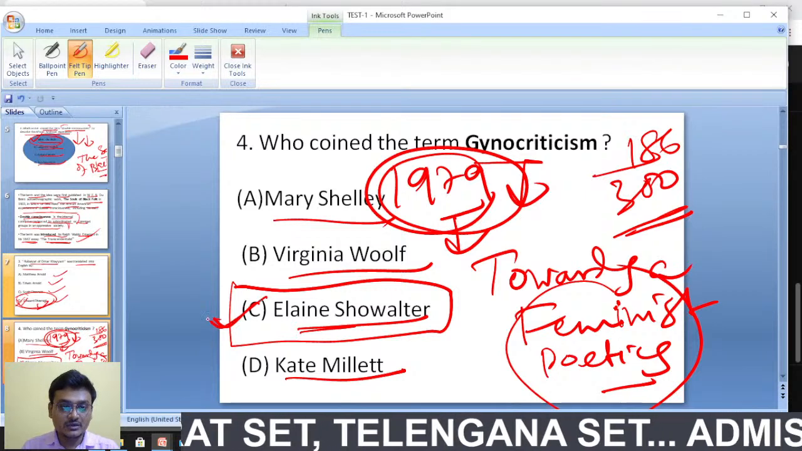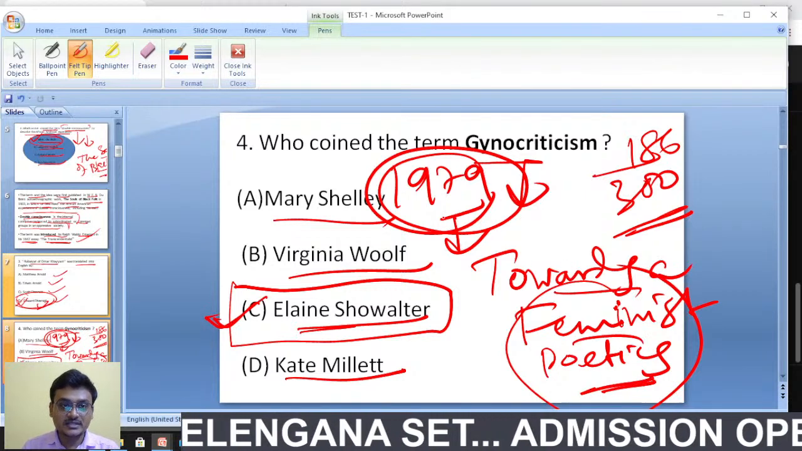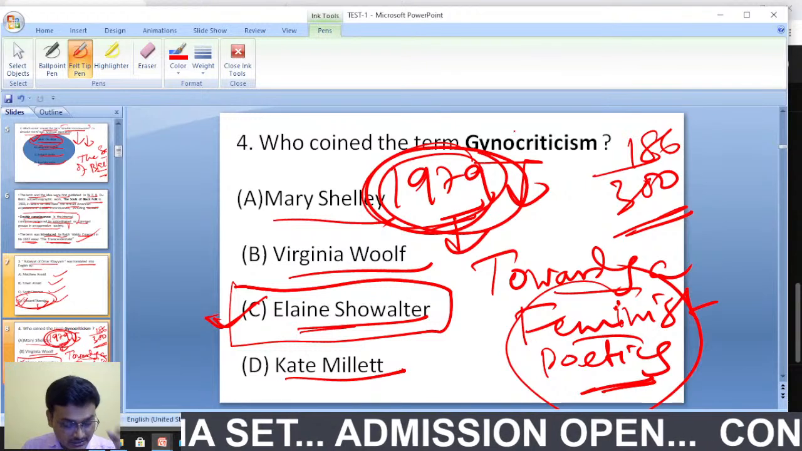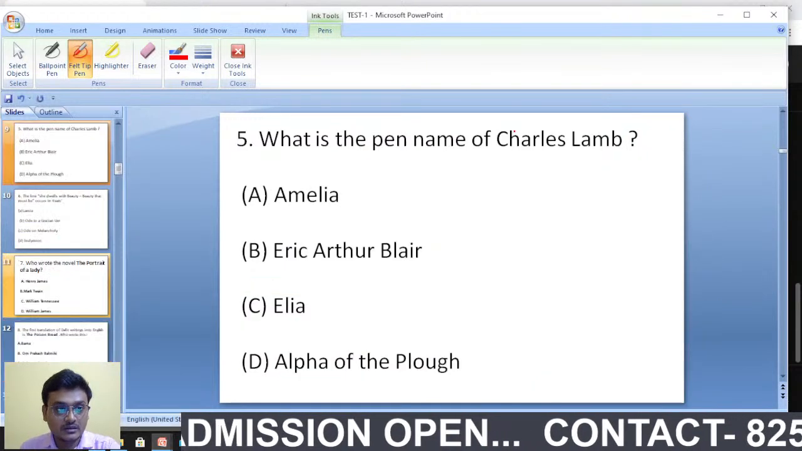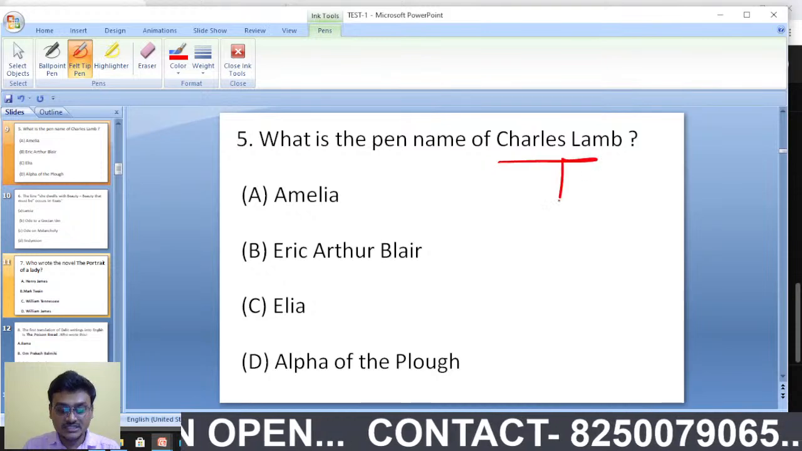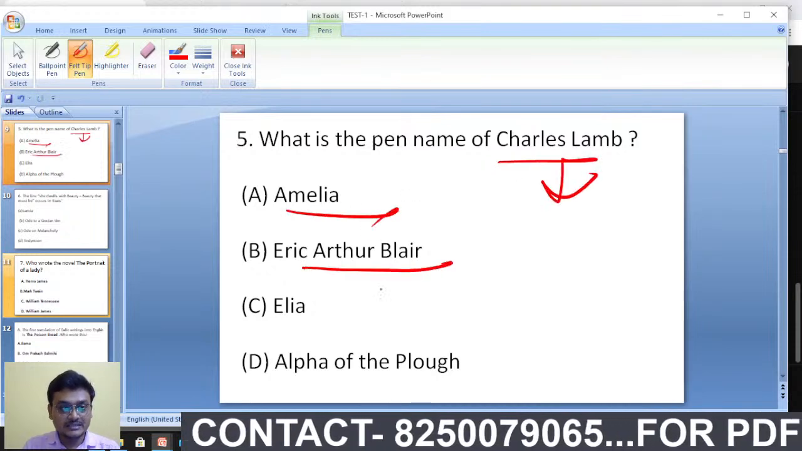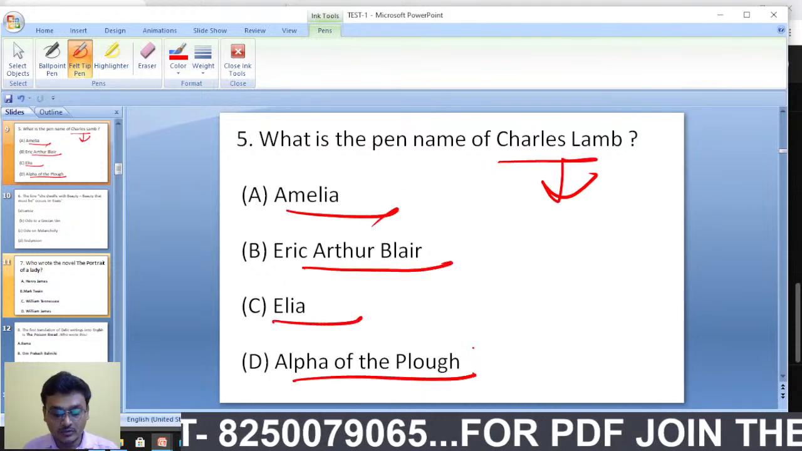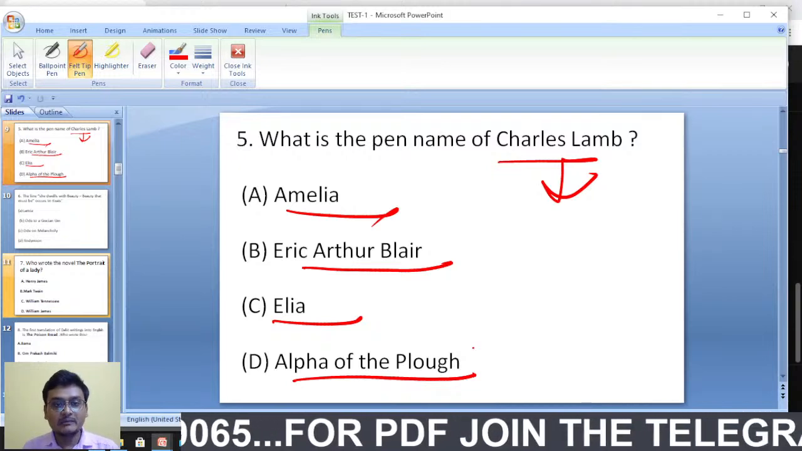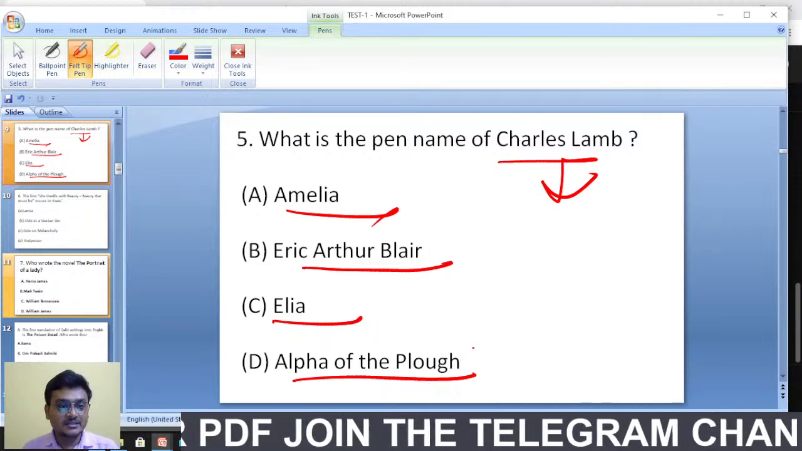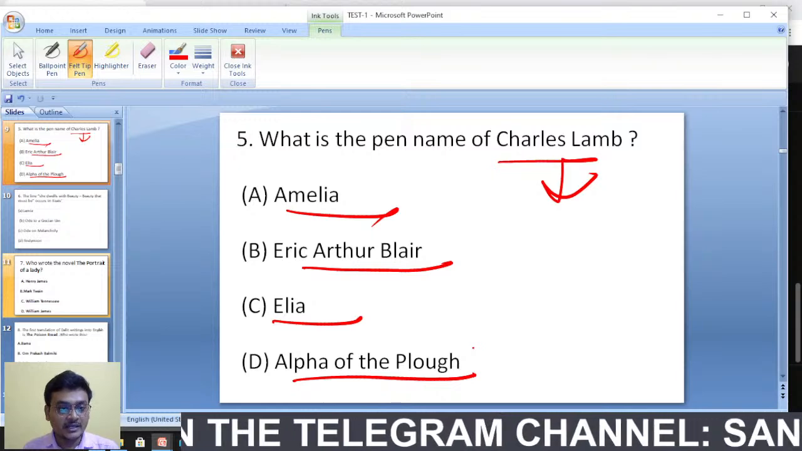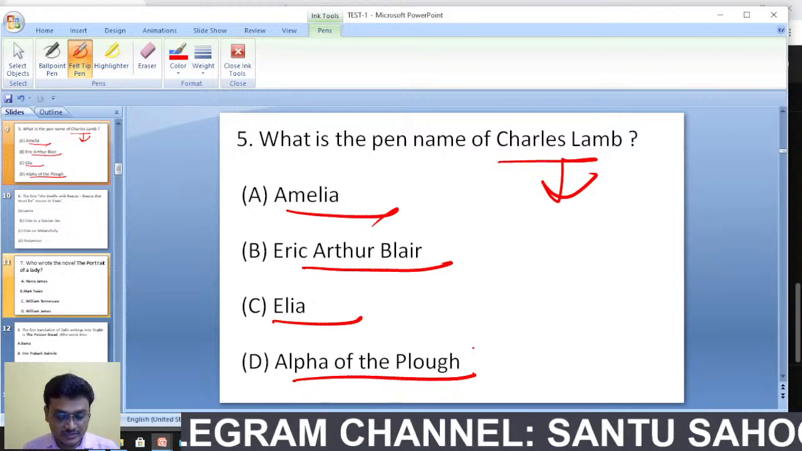Who coined the term gynocriticism? It is Elaine Showalter. Towards a Feminist Poetics that was published in 1979. Next question. What is the pen name of Charles Lamb here? Amelia, Eric Arthur Blair, Elia, Alpha of the Plough. The pen name of Charles Lamb.